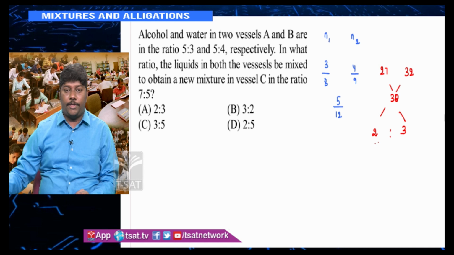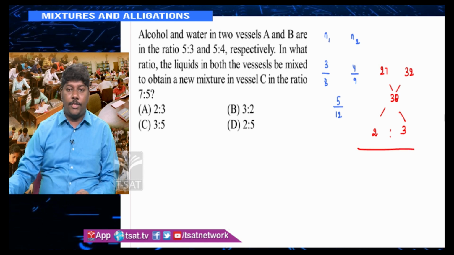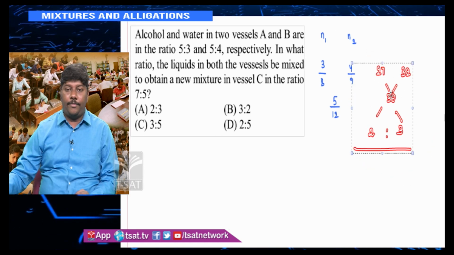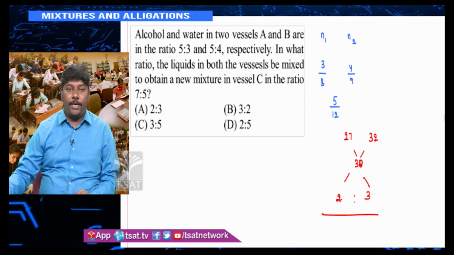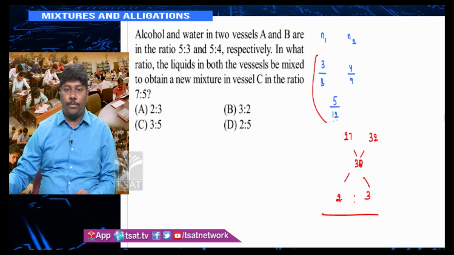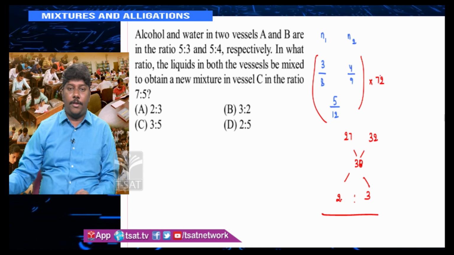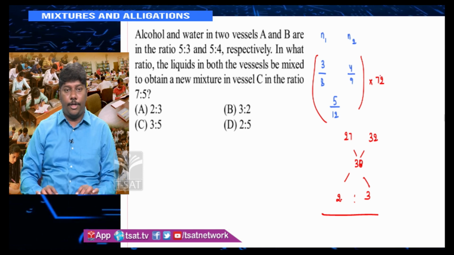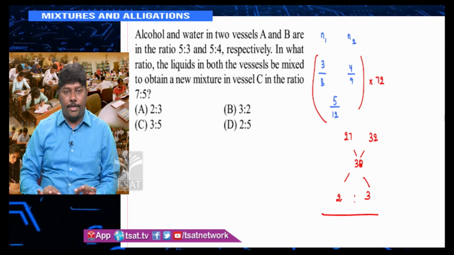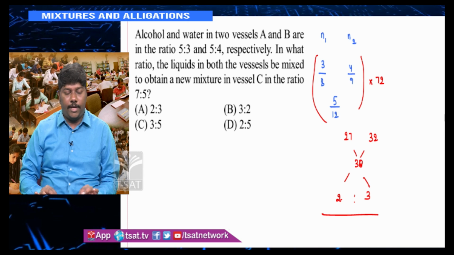So, in what ratio you must add them? You must add them in the ratio 2:3. I am multiplying everything with what? I am multiplying everything with 72. How do I get this 72? The LCM of all the denominators, LCM of 8, 9, 12, 72. So, just do the LCM of all the denominators and multiply it with the LCM, you will get the answer.